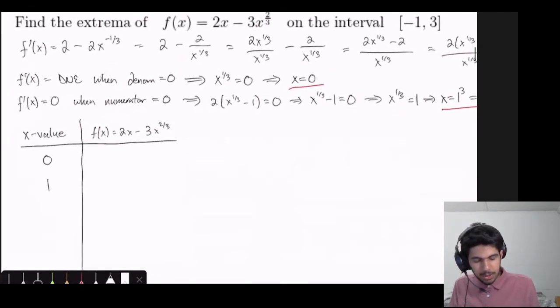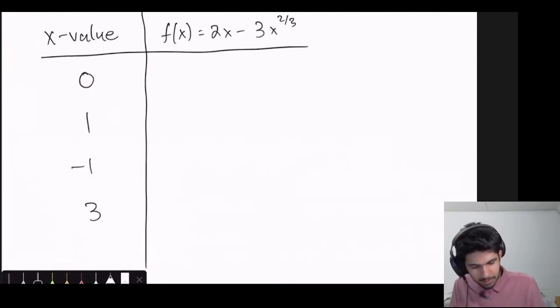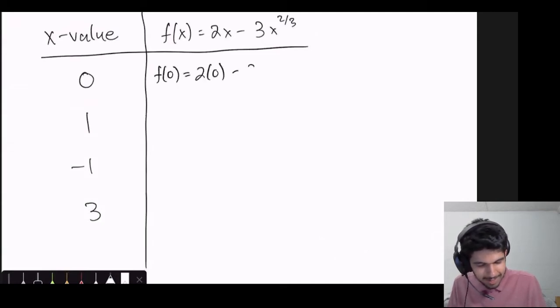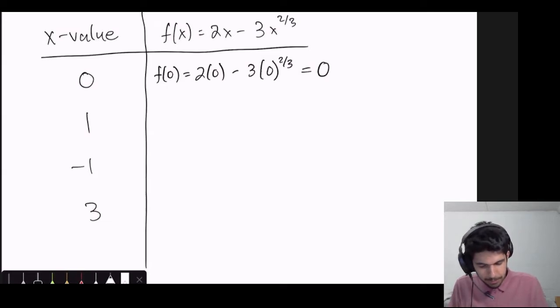And then we also have to do the endpoints, which are -1 and 3. So let's do it. f(0) equals 2 times 0 minus 3 times 0 to the 2/3. That's equal to 0. 0 to any power is 0. Except 0, things get funky with 0, I'm sorry. But yeah, that's just equal to 0.